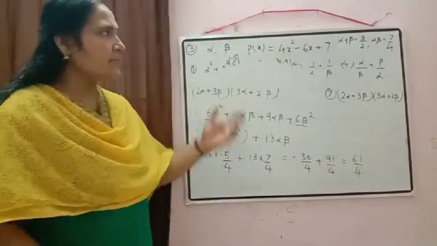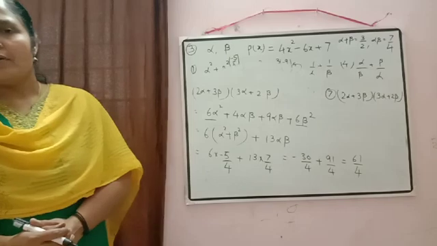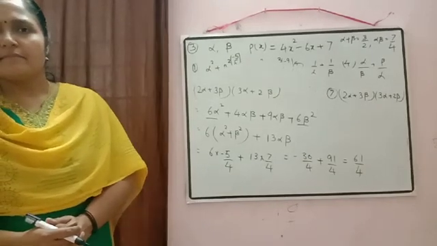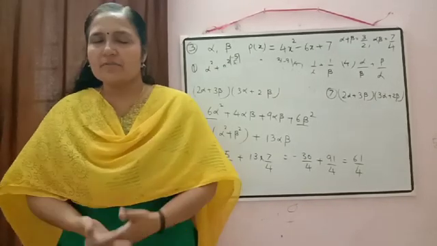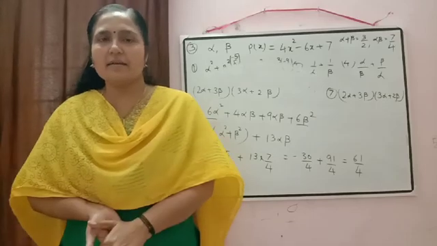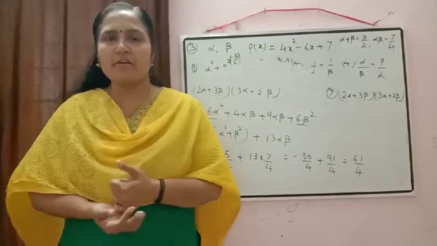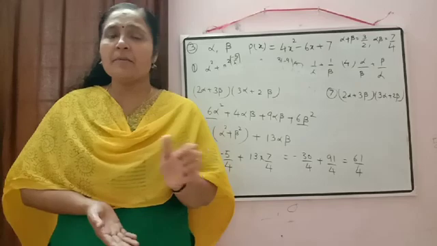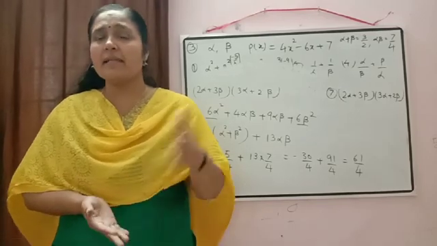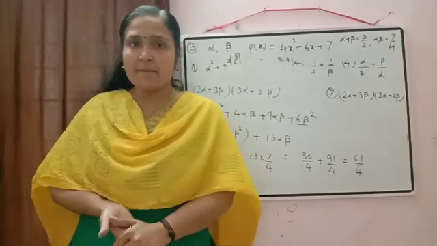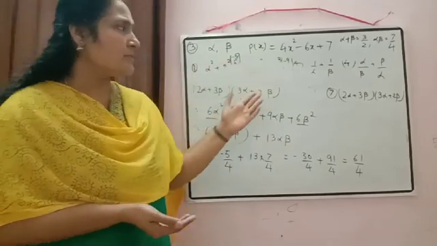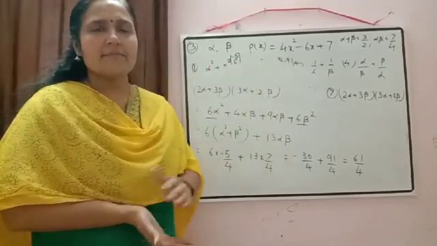So I hope all these questions are clear to you. Okay. So all of you, whatever we did today, first one is formation of polynomials when sum and product of the zeros are given, and then when two zeros are given, and how to find out the values using identities. All these concepts are clear.